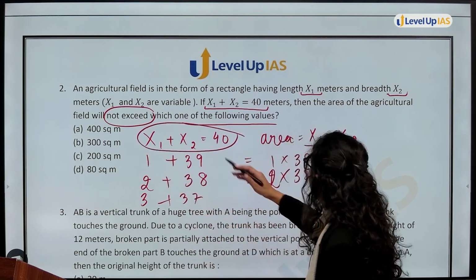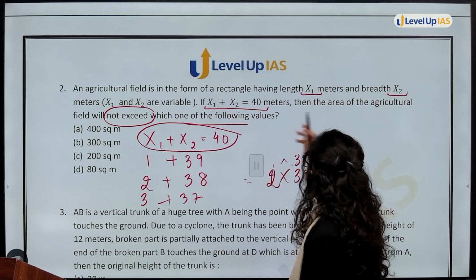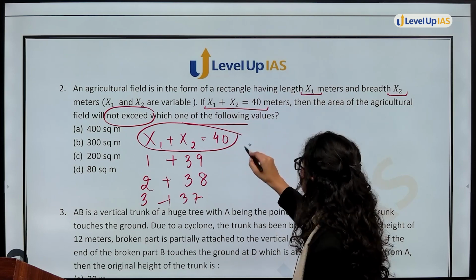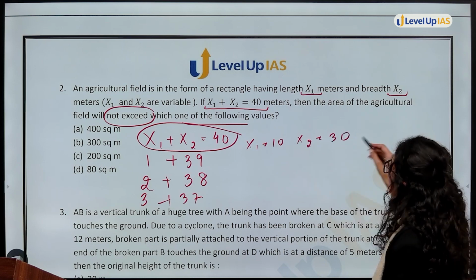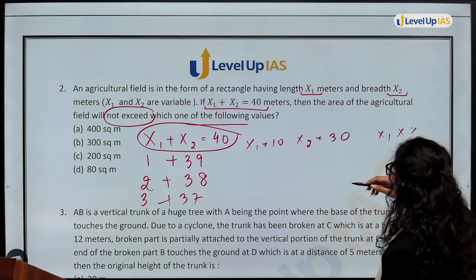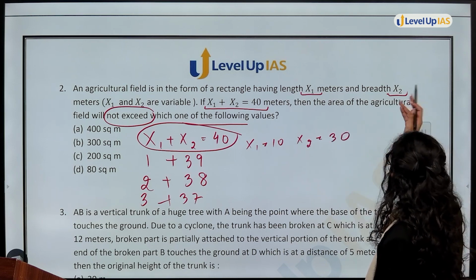So let's say if you take x1 is equal to 10 and x2 is equal to 30, then what will the product be? x1 multiply x2. This will be what? 300.